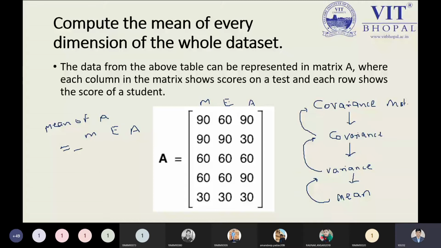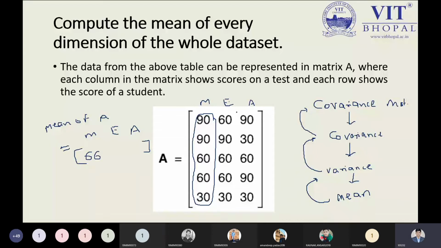Can we get like this one? 90 plus 90 plus 60 plus 60 plus 30 divided by 5. Can I get the mean? Yes, sir. So we will get 66. You can calculate without any doubt.